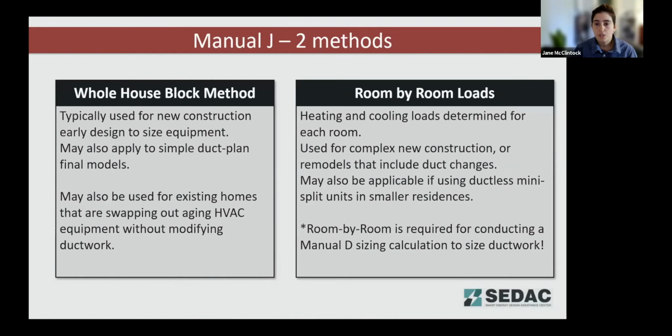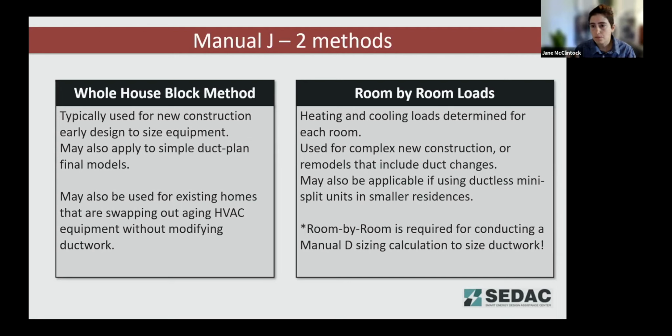There's also two methods within those paths. You can either do a whole house method, which essentially takes the whole building into consideration together and finds the load for the whole building, or you can do a room by room load and add them together individually. The whole house block method is a little bit simpler. And if you're replacing equipment and not changing any ductwork, that could be appropriate.